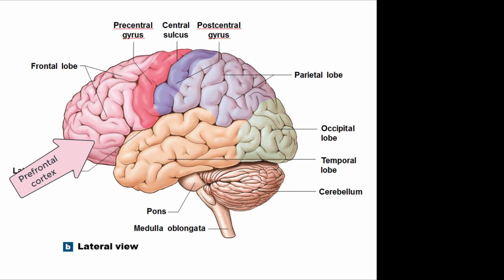Now, the prefrontal cortex is going to sit in front of the premotor cortex. And this is going to be where we're going to have a lot of our abstract intelligence and our long-term planning, higher thinking, decision-making. So this is where we'll be able to abstract the consequence of something that we do based on our previous experiences.